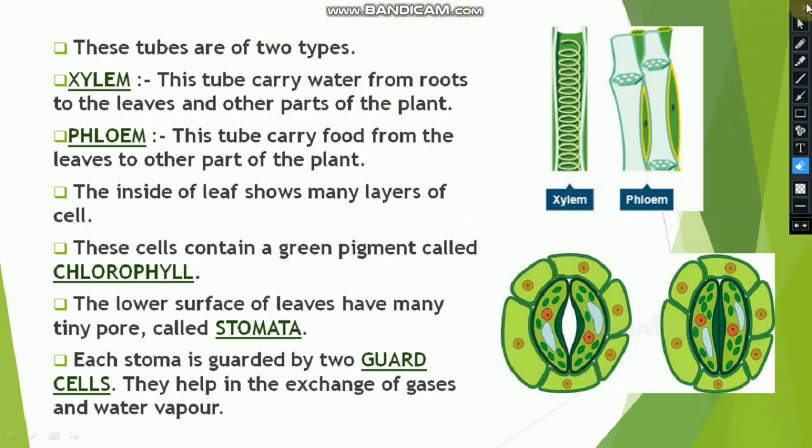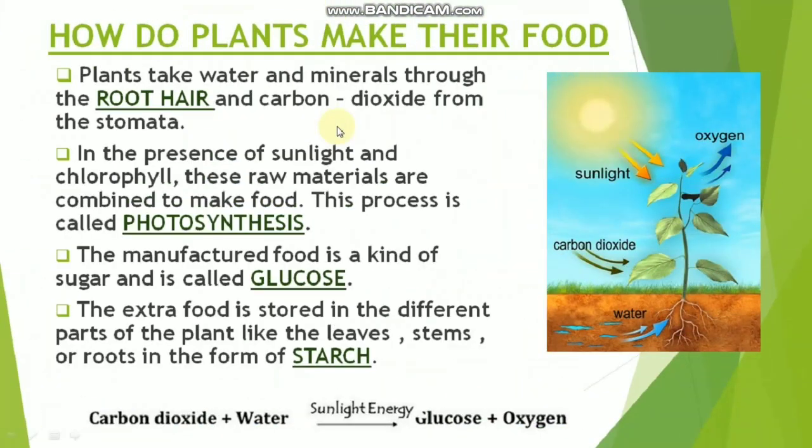Now we'll read about how do plants make their food. Now we know that leaves of the plant make the food. They are known as the food factories. Now what all things plant require to make the food? So firstly they require water and minerals. Secondly they require carbon dioxide.